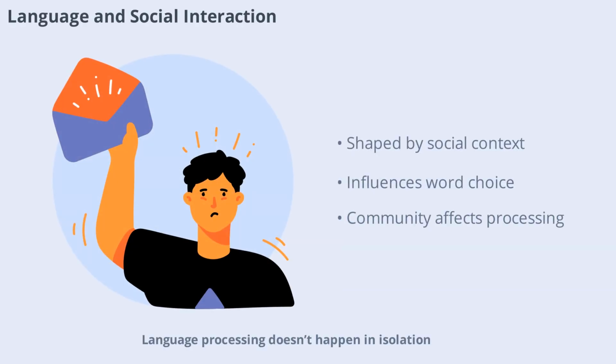Language processing doesn't happen in isolation. Social interaction shapes how we use and interpret language. Conversations, group discussions, and cultural norms all influence language processing. Social factors can affect everything from word choice to the speed of comprehension, highlighting the importance of context and community in language use.